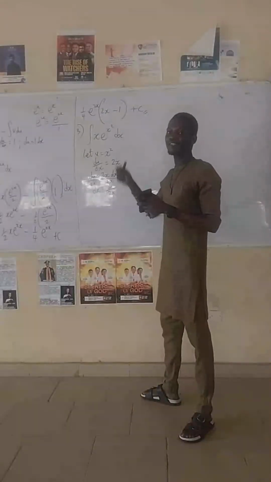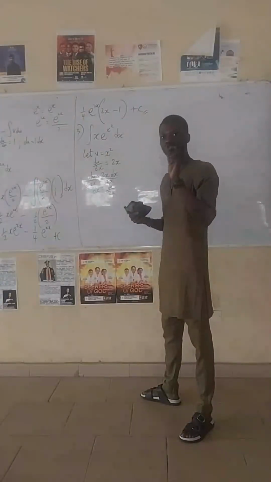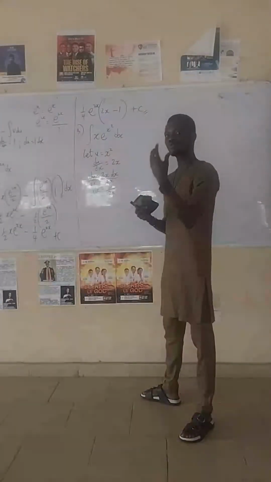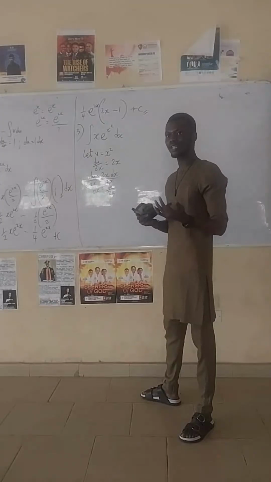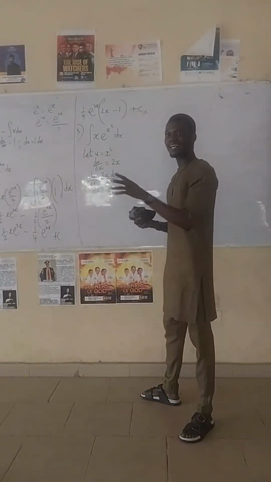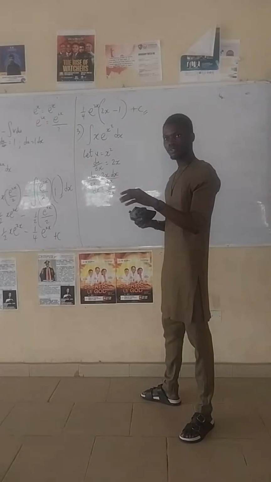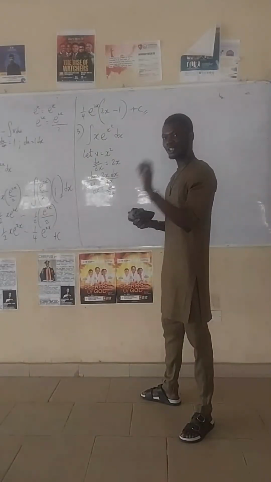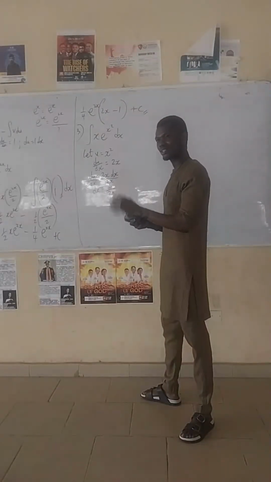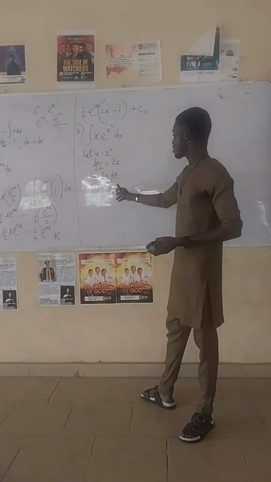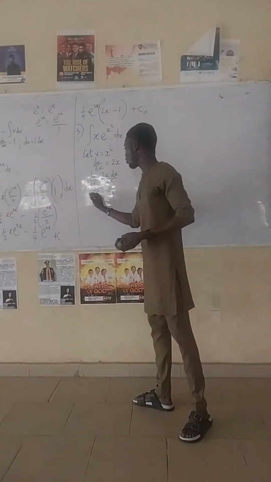The essence of cancelling the x is so that we can only have an expression with respect to u alone. We cannot have two different functions and want to integrate them, like the integral of x and u. It's not possible. So it has to be just one thing, either u or x.